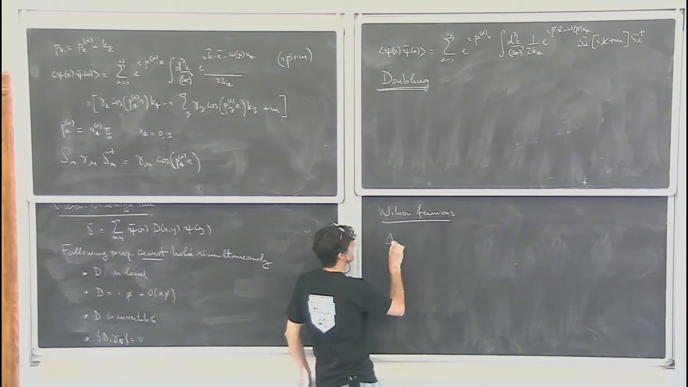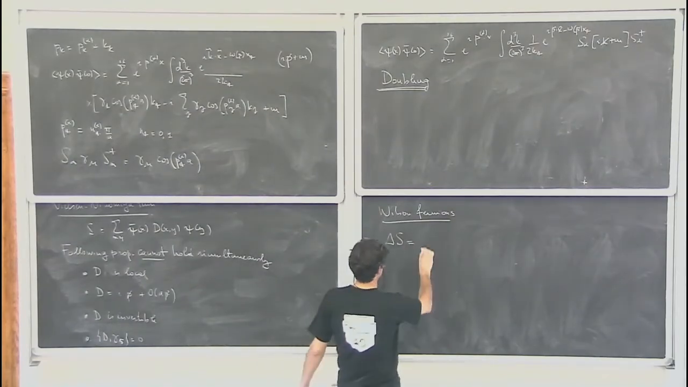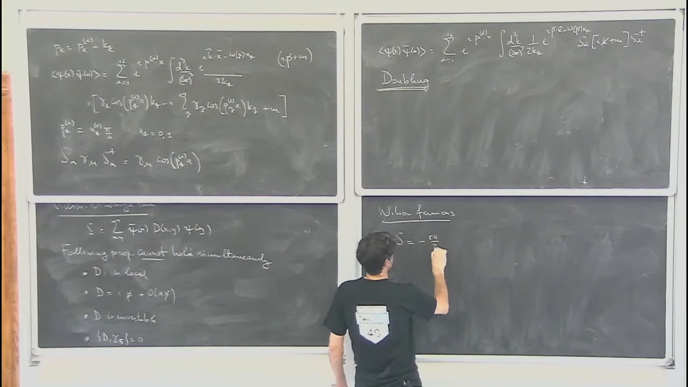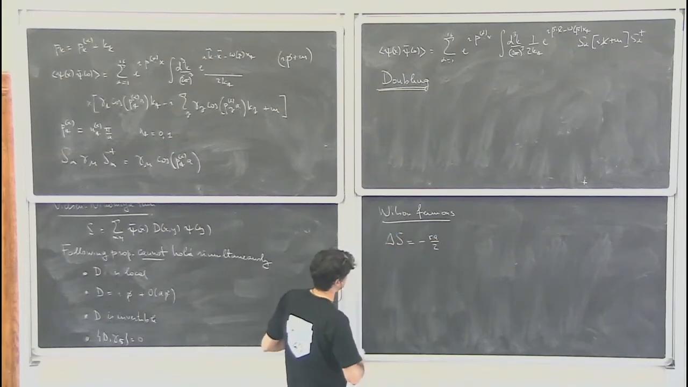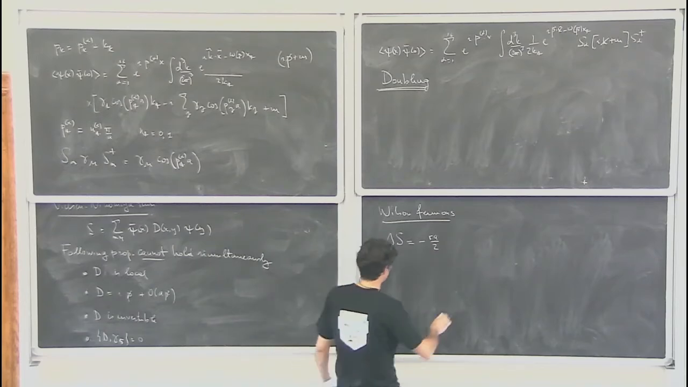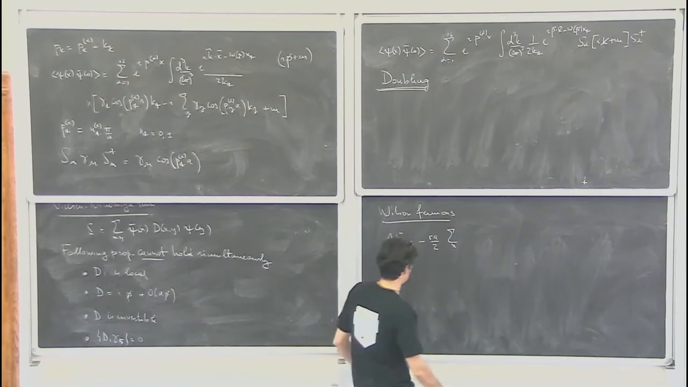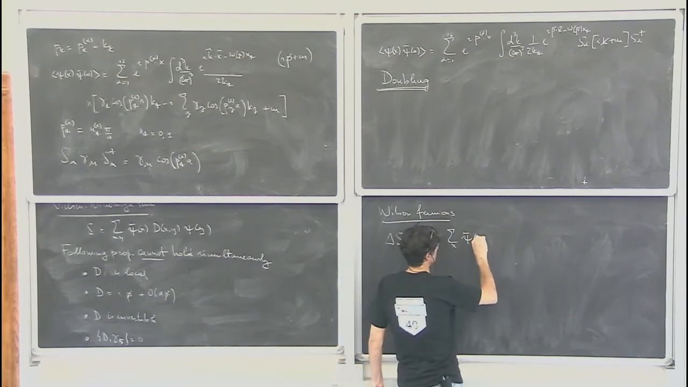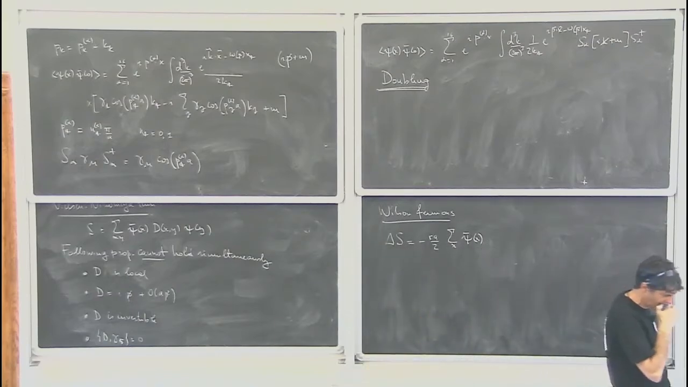So let's modify the action. We're going to add a dimension 5 operator, which I'm going to write in this form. There is a coefficient r in front of it, which we're going to set equal to 1 very soon. And then we have a sum over x of... What am I going to write? What do you expect?